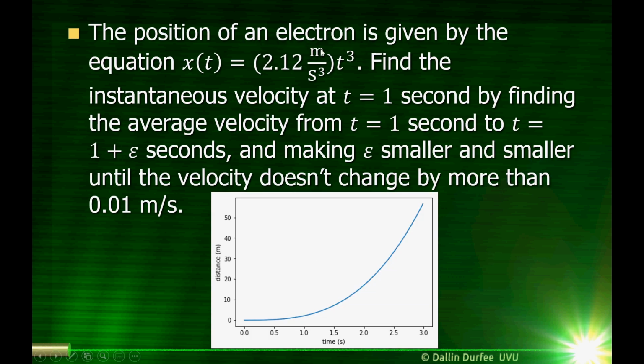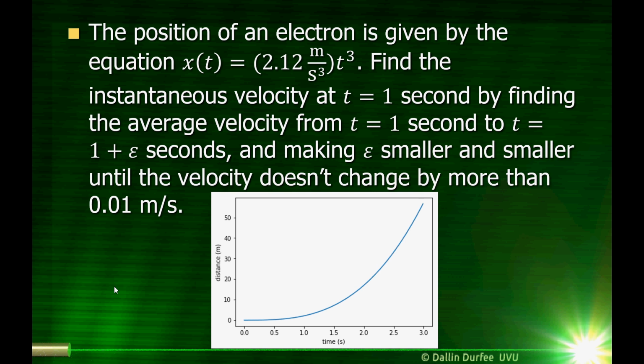So the position of an electron is given by the equation x is equal to 2.12 meters per second cubed times time cubed. That's plotted down here below. So imagine I have an electron and it's moving according to this equation. Let's just imagine that. Find the instantaneous velocity at t equals 1 second by finding the average velocity from t equals 1 second to t equals 1 plus epsilon seconds, and making epsilon smaller and smaller until the velocity doesn't change more than 0.01 meters per second. So we're going to find the instantaneous velocity to within an accuracy of 0.01 meters per second.